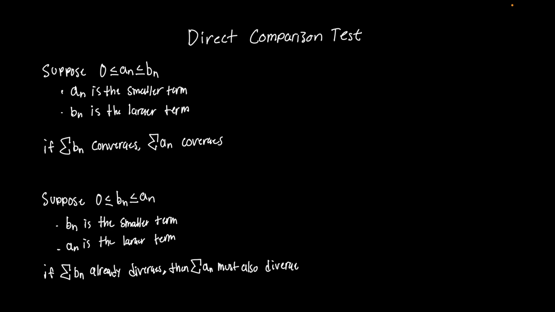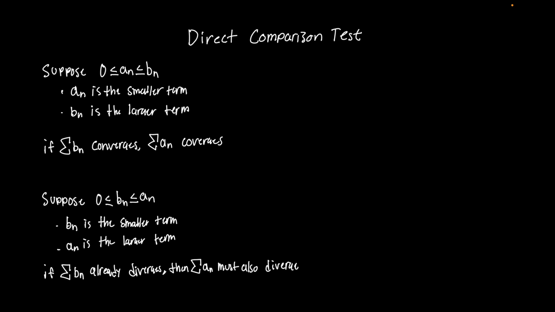Now, let's talk about our first test, which is called the direct comparison test. For this one, we're going to suppose that 0 is less than or equal to a sub n, which is less than or equal to b sub n. This basically means that a sub n is the smaller term, and b sub n is the bigger term. Now, if the bigger series, b sub n, converges, then the smaller series, a sub n, also converges.